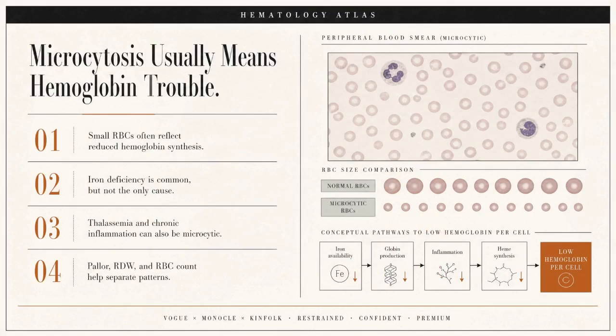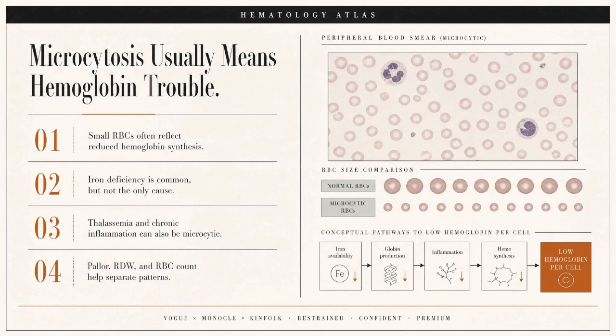Hemoglobin synthesis relies on iron, globin chains, and heme. When any of these are limited, red cells often undergo extra divisions in the marrow, becoming smaller and often paler. Iron deficiency is a common cause, but it's not the only one. Thalassemias, which are globin synthesis disorders, can also cause marked microcytosis. Anemia of chronic inflammation can also lead to microcytosis because iron is present, but less available for erythropoiesis.